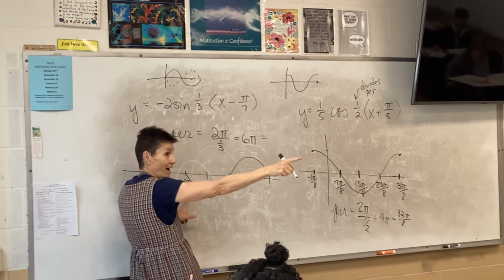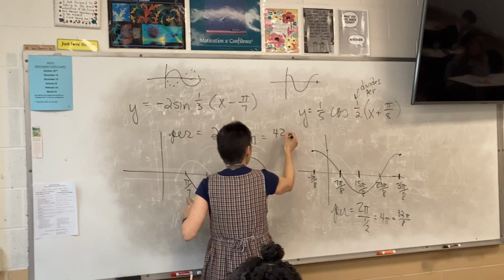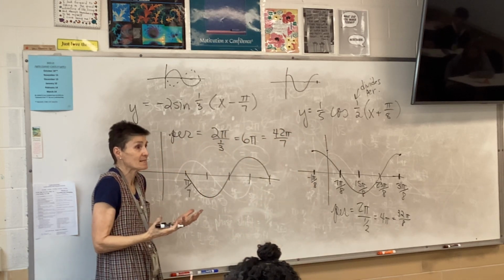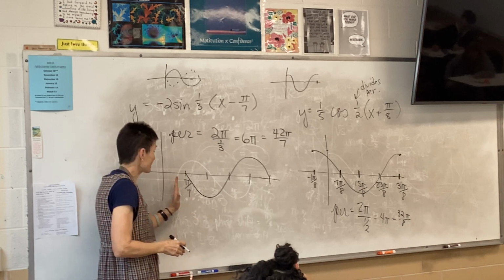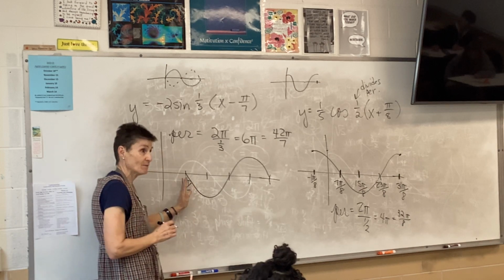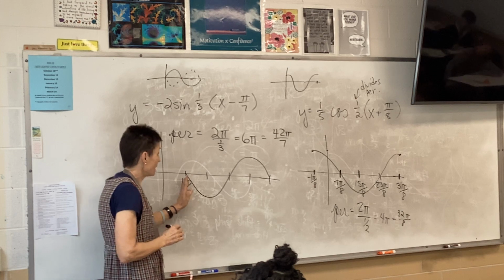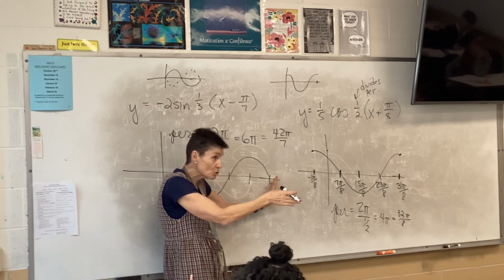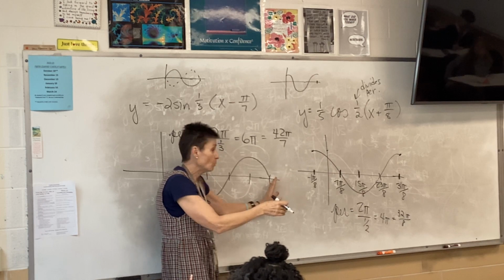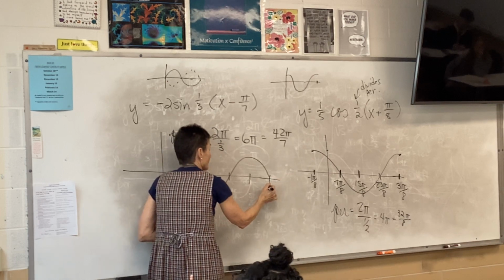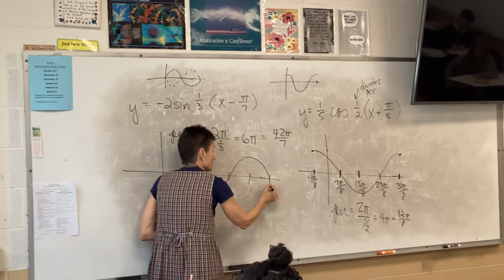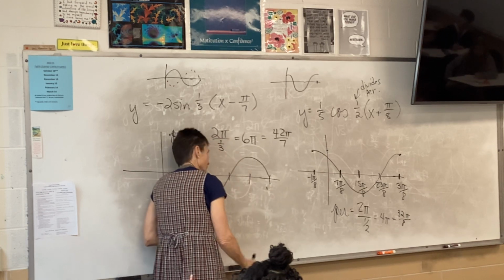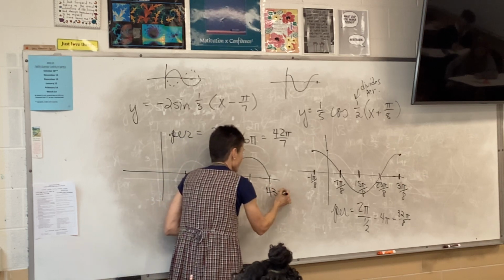And 6 pi is 42 pi over 7. You don't have to think of it that way, but I think that makes it easier because we're going to start at 1/7 and travel 6 pi, which is 42/7, which is going to put me where? Yes, thank you. 43 pi over 7.